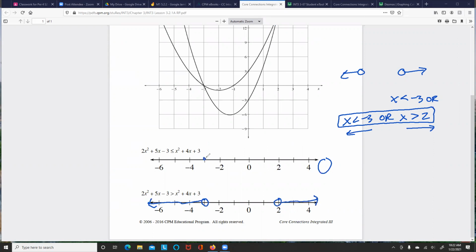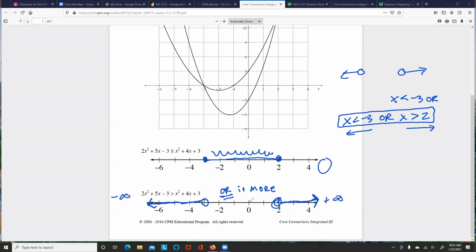So this one was a closed circle, shaded in. That's the difference between them, this is greater than, and this is when we use the or. So or is more. That's a good thing to remember. When you have more solutions, they're going away from each other. This has way more solutions than this does, because this is going to go to negative infinity and positive infinity.